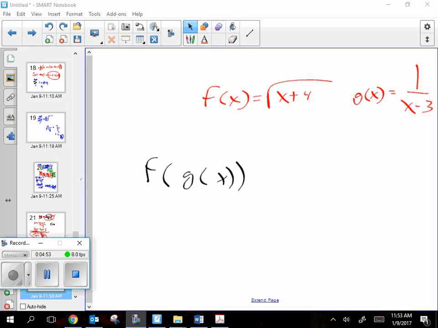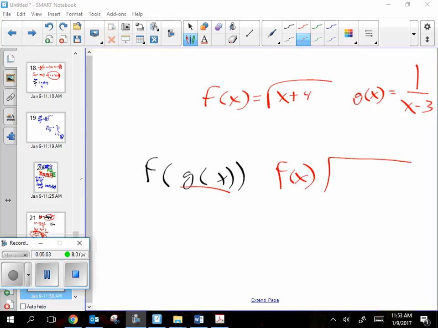Okay, quick reminder on how this works. The g needs to get swallowed by the f function. So here's the f function. I make the f function with a big empty stomach where the x used to be, and I drop in, instead of x, 1 over x minus 3, and that's good enough. You don't have to have that all simplified out. That is f of g of x.